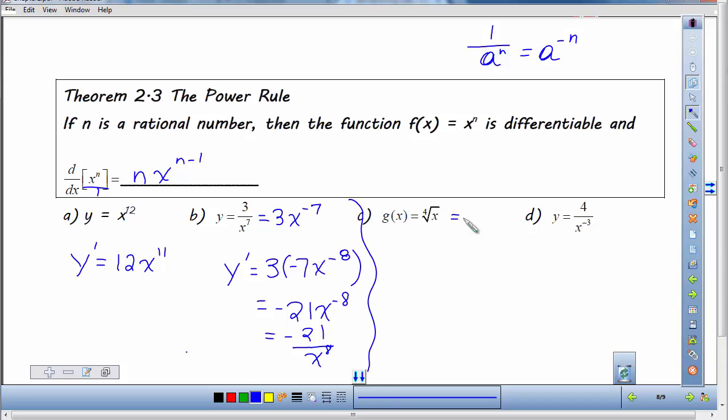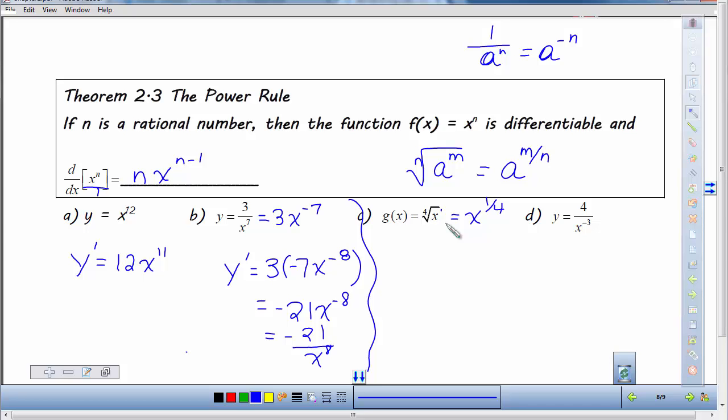First of all, I'm going to rewrite this as x to the what? 1/4. Okay. That's another rule we need to remember. If we have the nth root of a to the m, let's say, then it's a to the m over n. So in this case, m is 1, n is 4, so x to the 1/4.